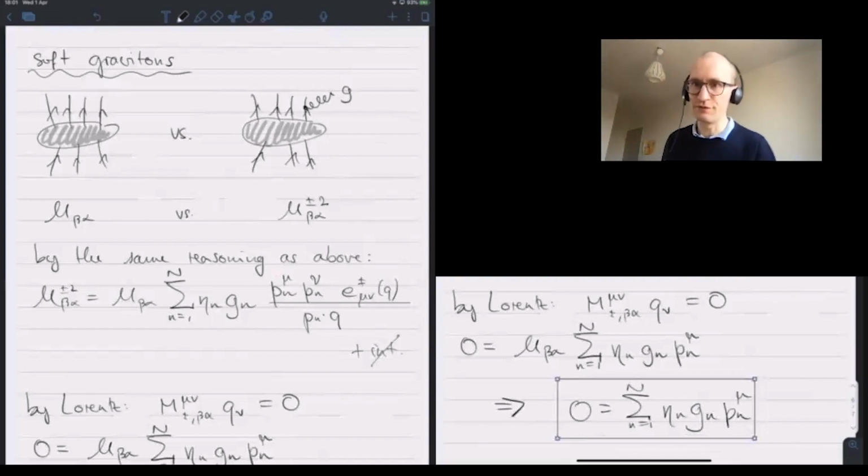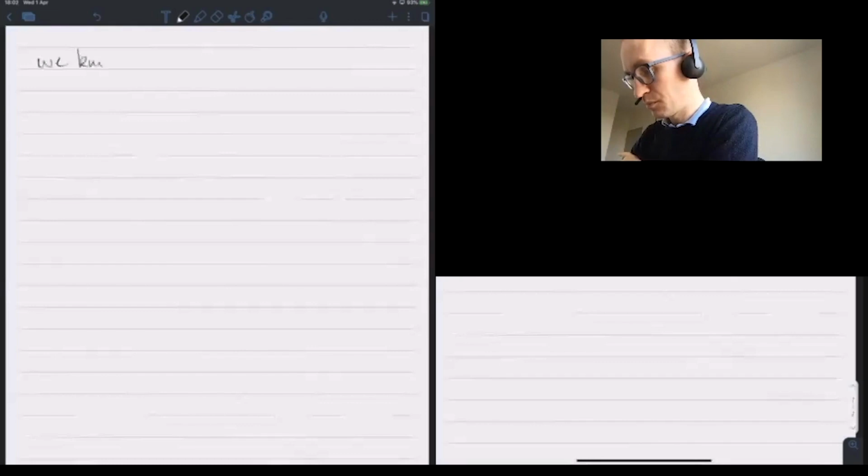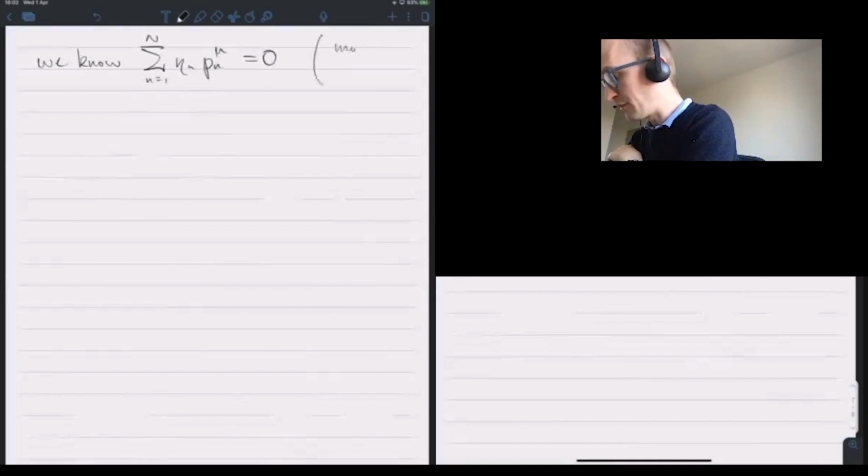And the conclusion will therefore be dramatically altered. So what is going to be the conclusion? Well, we should remind ourselves of one thing we know. We already know that momentum is conserved. We know that the sum of eta_n p_n^mu is equal to 0, because that's just momentum conservation. The sum of outgoing momenta is equal to the sum of ingoing momenta, and that's ensured by this eta factor.